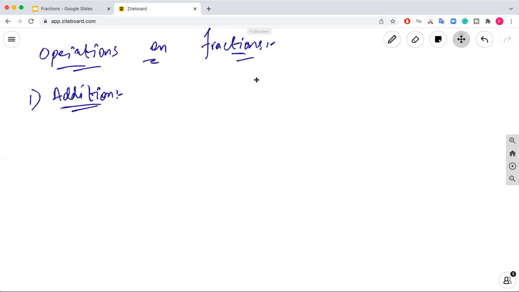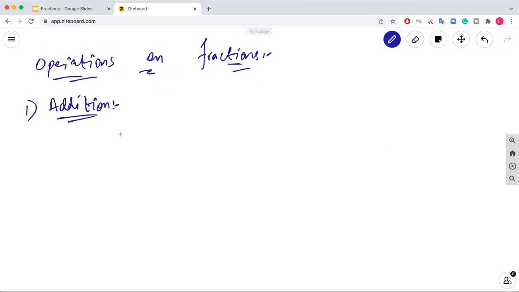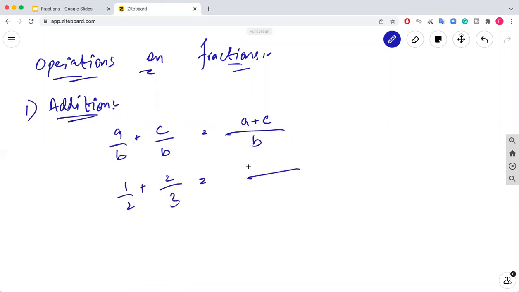Let's suppose we have two fractions, for example a over b and c over b. In this case, we have the same denominator, so addition is very simple. Whenever the denominator is the same, just add the numerators: a plus c over b. For example, 1 by 2 plus 2 by 3... this is 1 plus 3 divided by 2, that is 4 by 2, and the result is 2. This scenario is very simple.